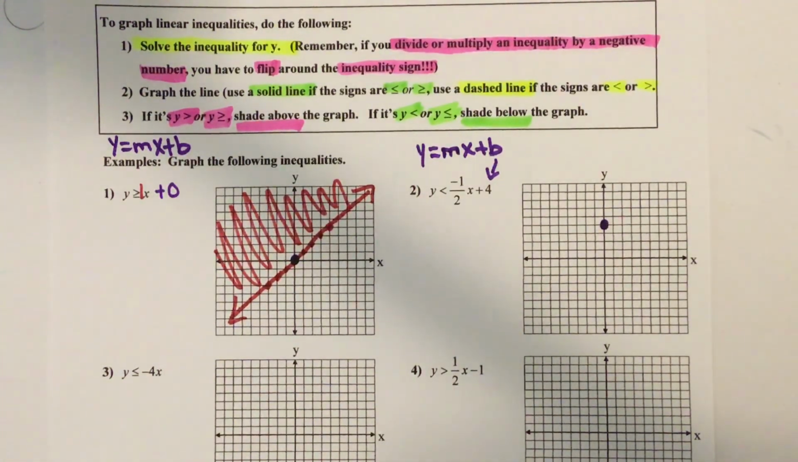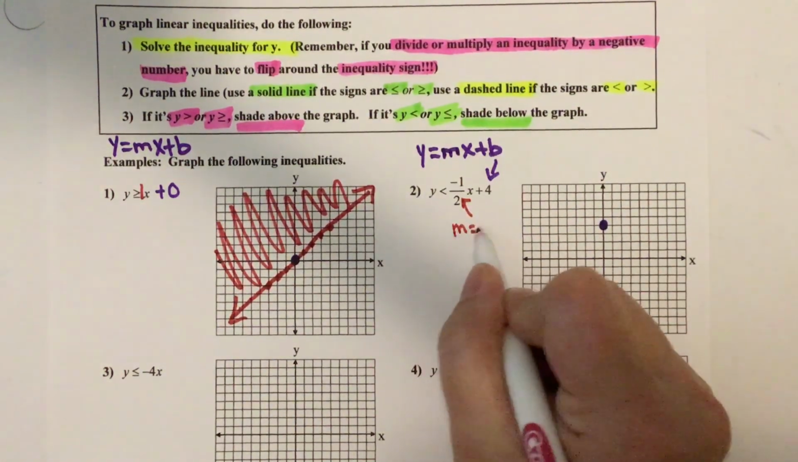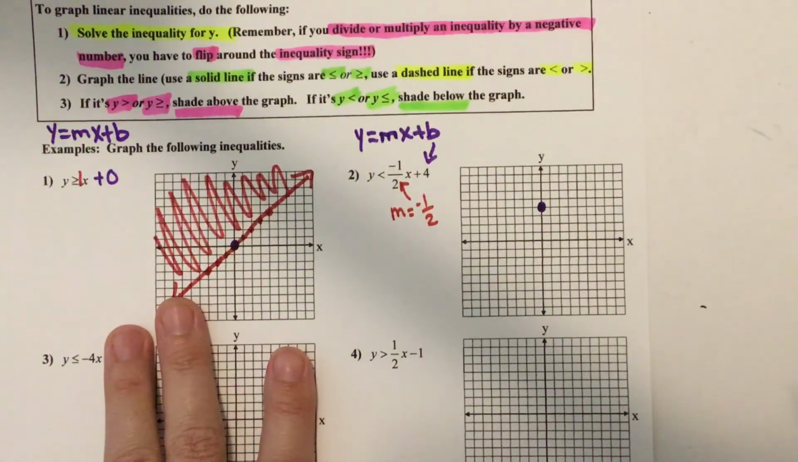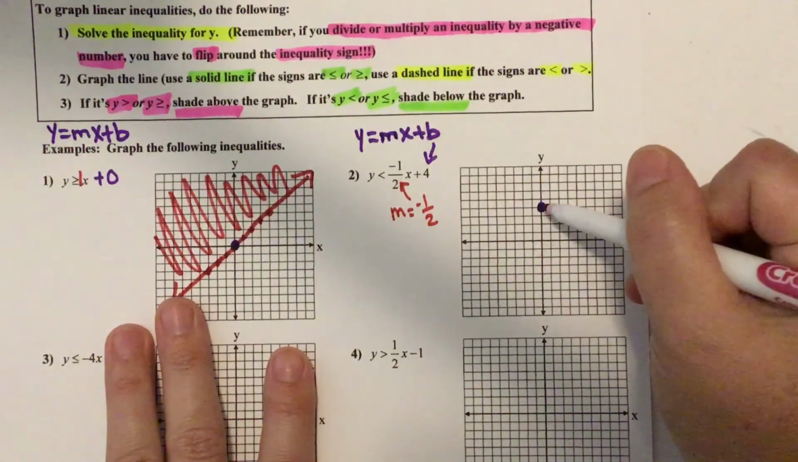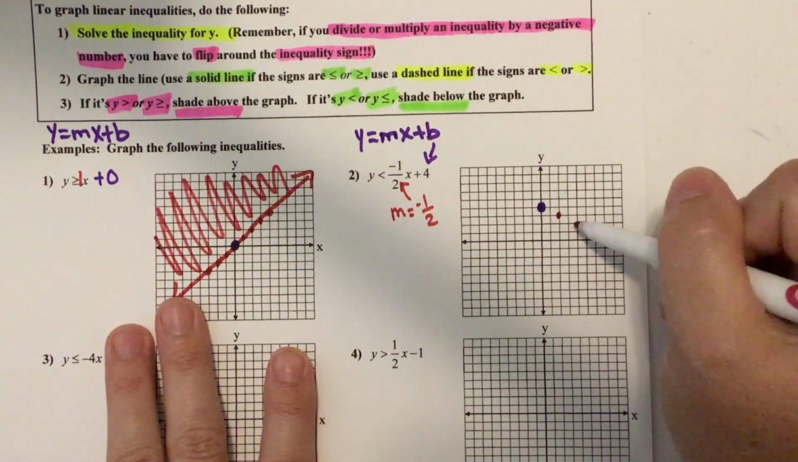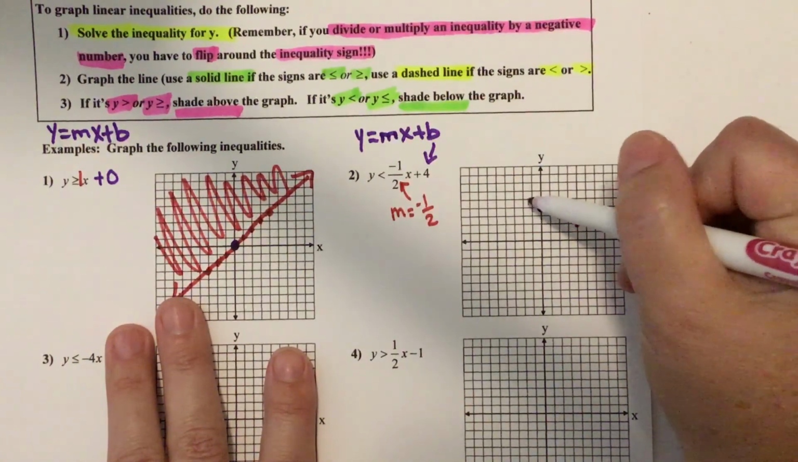Now we want to take care of slope. And slope is the number smushed with the x. So our slope is that negative 1/2. What do you think that's telling us to do? It's telling us to go down 1, right 2. Down 1, right 2. If I want to reverse, I can go up 1 and left 2.